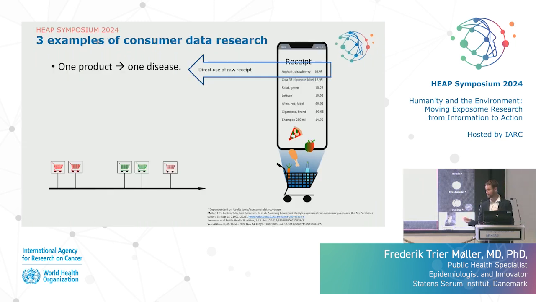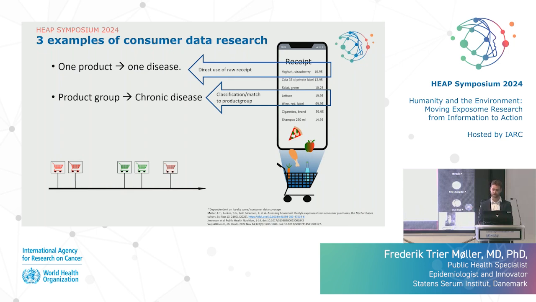Today, I'm going to give you 3 examples of consumer data research. One actually just uses what is on the receipt. That is the direct use of the item name on the receipt. That could be strawberry yogurt. One product, one disease. I'm also going to talk to you about having classified the products a little bit, so you could combine different kinds of groupings into, for instance, grouping salads and touche into greens, and then relating that to a disease or several diseases. So one product group, one or more diseases.